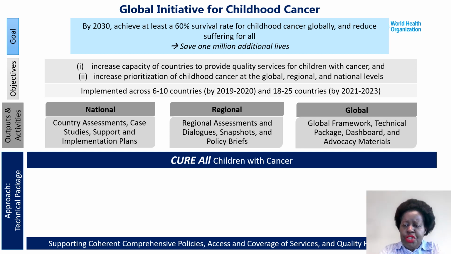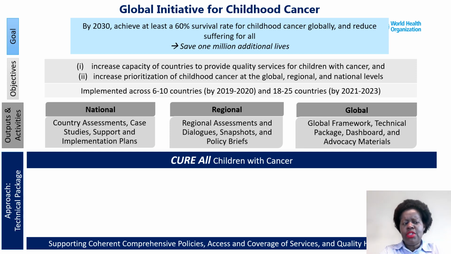What is this initiative about? What is the goal of this initiative? The Global Initiative for Childhood Cancer is looking at achieving at least a 60% survival rate for childhood cancer globally by 2030 and reducing suffering for all. In addition to that, this will lead to saving 1 million additional lives.